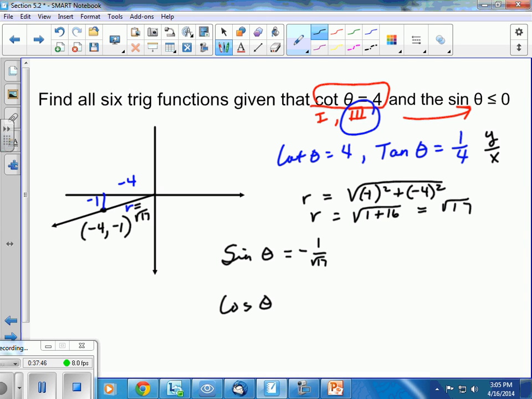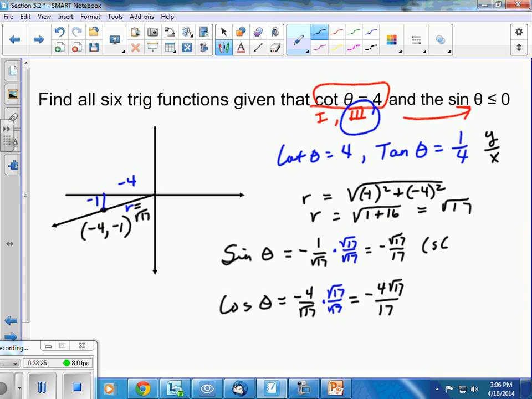So the sine function of theta, of course, again, is y being -1 over r, square root 17. Again, I must rationalize my denominator. So I will have negative square root 17 over 17. My cosine is x over r, or the side adjacent over the hypotenuse. So I have -4 over the square root of 17. Rationalizing my denominator and doing square root of 17 over square root of 17 will be -4 square root 17 all over 17. From there, I can get my reciprocal functions.